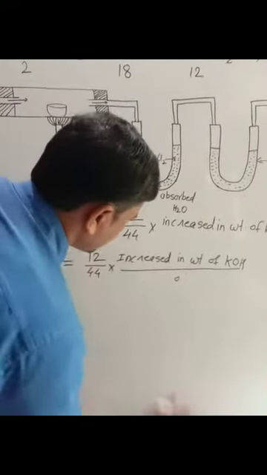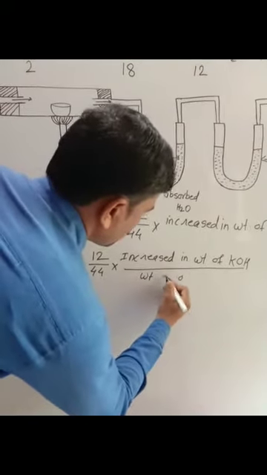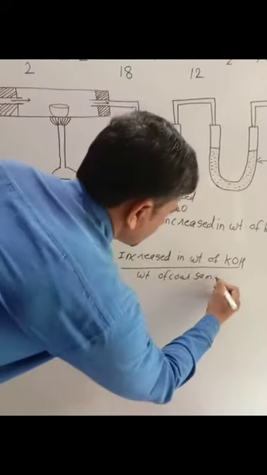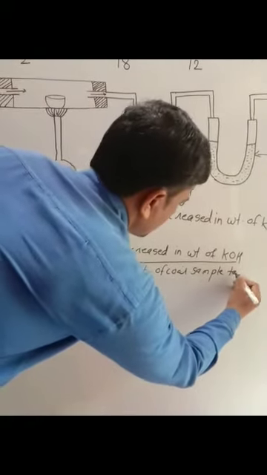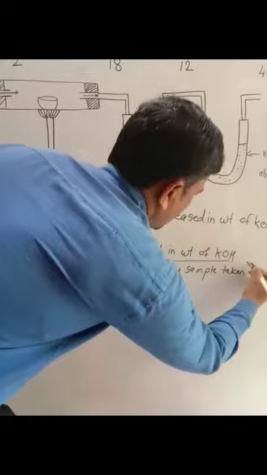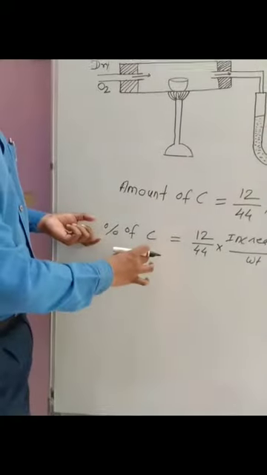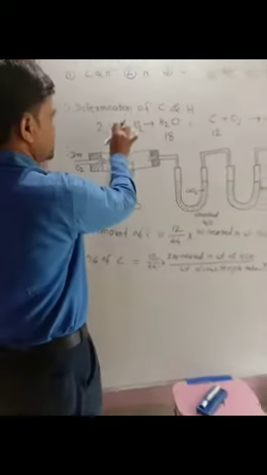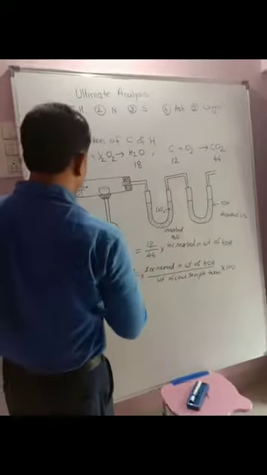That is, the weight of coal sample taken, into 100, we can calculate the percentage of carbon. Similarly, we can calculate the percentage of hydrogen in the coal sample.